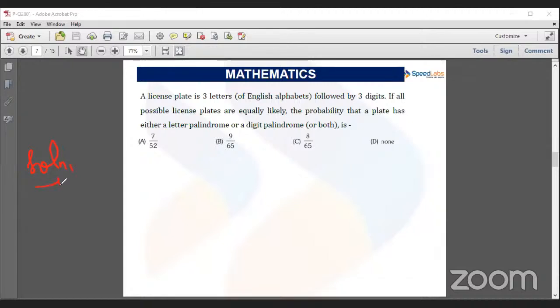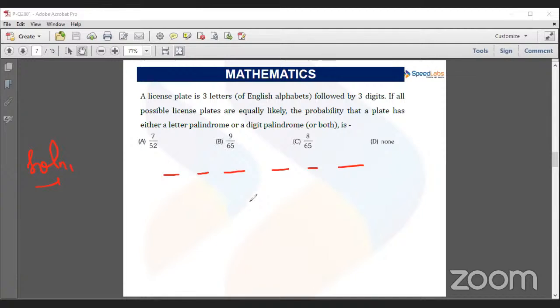A license plate is 3 letters followed by 3 digits. If all possible license plates are equally likely, what is the probability that a plate has either a letter palindrome or a digit palindrome? Okay. So how can we do that? So there will be 3 alphabets and 3 digits.